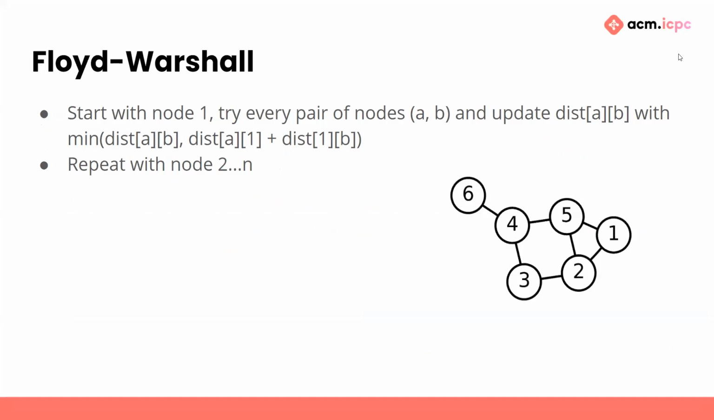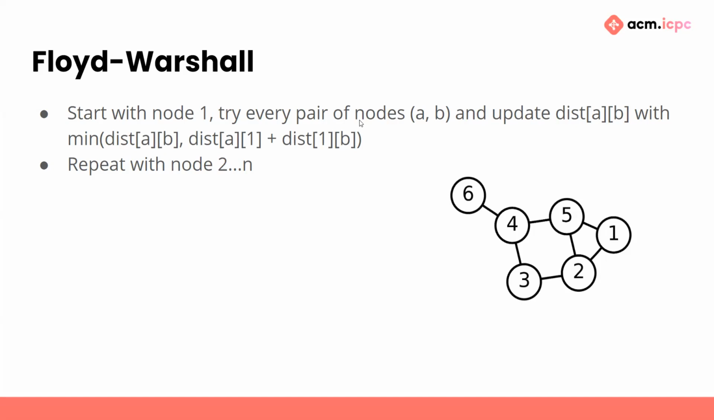Yeah, so another visual representation. Here we have a graph of 6 nodes. And we can start with node 1, so k equals 1 in this case. And then for every single pair of nodes, we want to try to update the distance AB with the distance of AB and the distance between A to 1 and 1 to B. And then we try the distance between A to 2 to B, and so on. And we repeat this for every single AB, and for every single AB, we repeat this for every single k, basically.